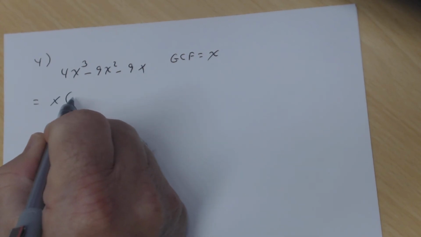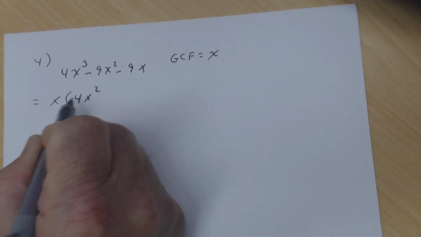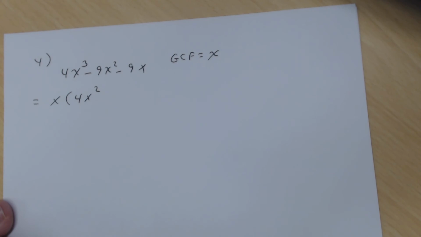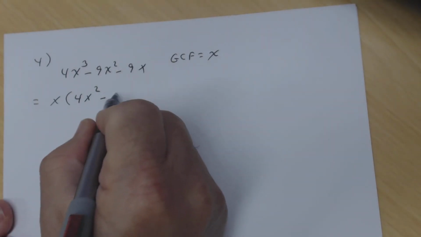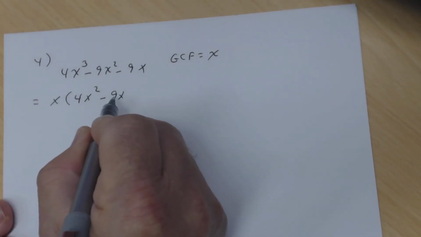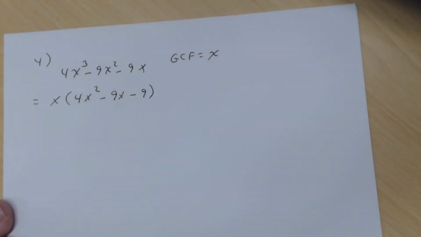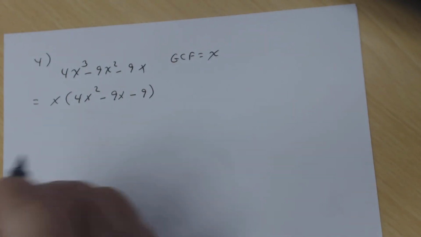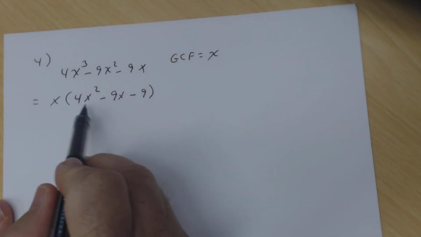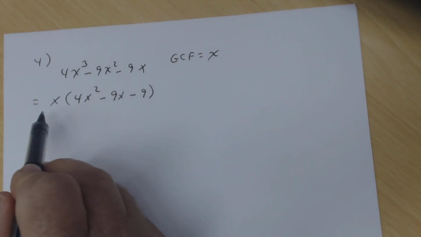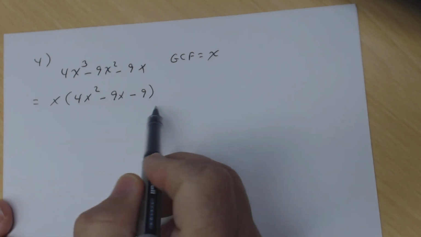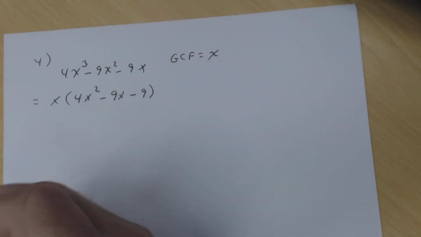I get x times 4x squared. So x times 4x squared is 4x cubed. x times a negative 9x is a negative 9x squared. And then minus 9. All right. Now, if I cannot factor 4x squared minus 9x minus 9, then this right here would be your answer, because the GCF is x, you take it out.